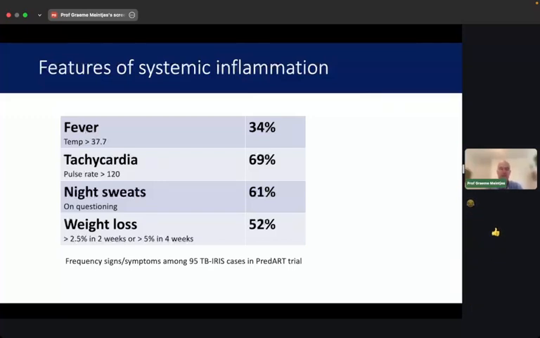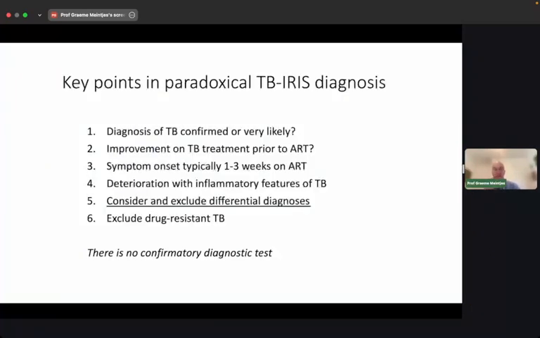And so the key points in diagnosing paradoxical TB IRIS. Firstly, the bottom point on the slide is that there's no test which confirms a diagnosis of TB IRIS. It's a diagnosis of exclusion and a diagnosis of compatible clinical presentation. So the first thing you've got to ask yourself: am I sure that this patient is diagnosed with TB? Was the TB diagnosis confirmed, or is it very likely? You just want to be sure that they haven't got an incorrect diagnosis.